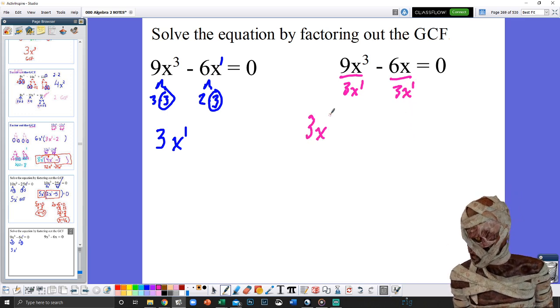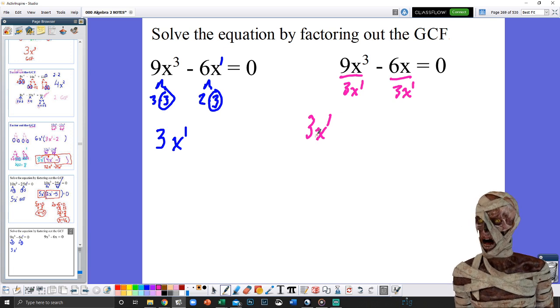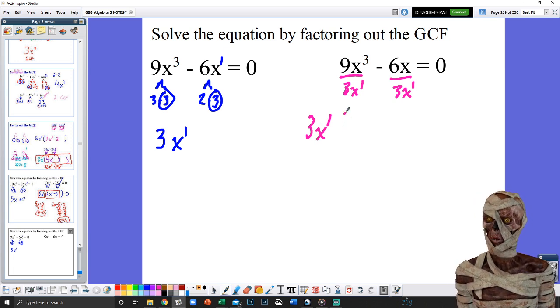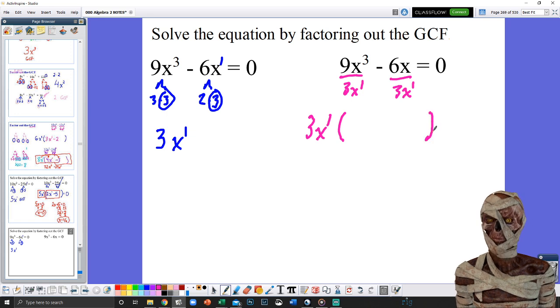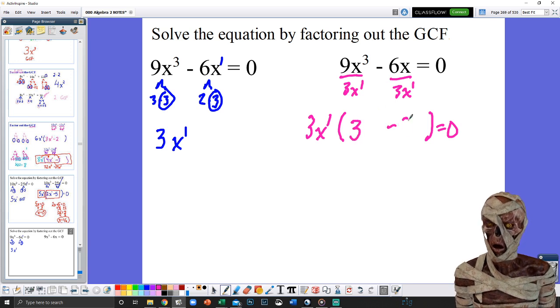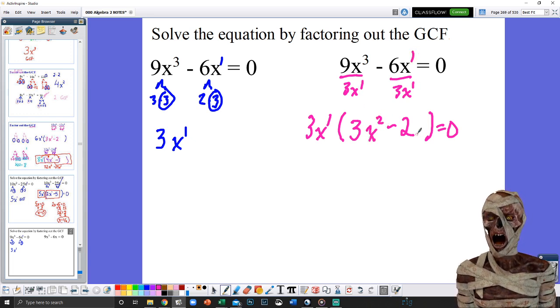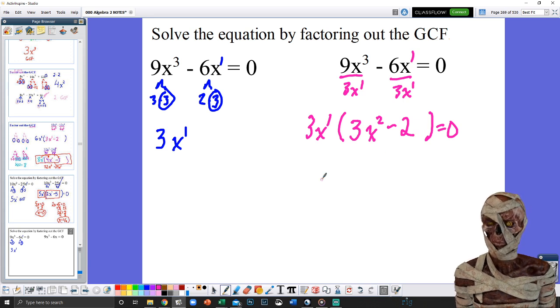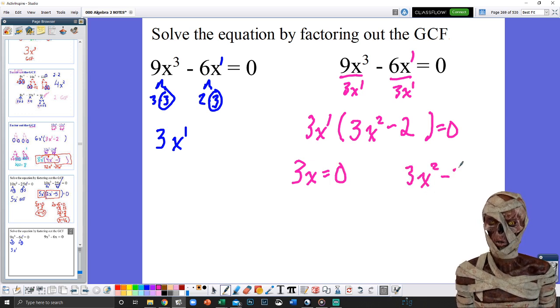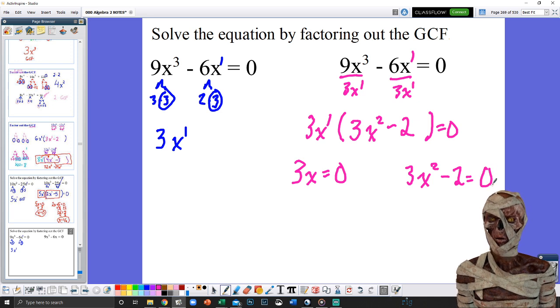I'm going to put that on the outside. Don't forget to put whatever your GCF is on the outside. A lot of people forget that, so don't forget that. And notice it was equal to 0, so I copied that down. 9 divided by 3 gives me 3. 6 divided by 3 gives me 2. Subtract those exponents. This gives me x squared. This 1 minus 1 cancels, and that's all I have. So over here I have 3x to the first power equals 0, and 3x squared minus 2 equals 0.